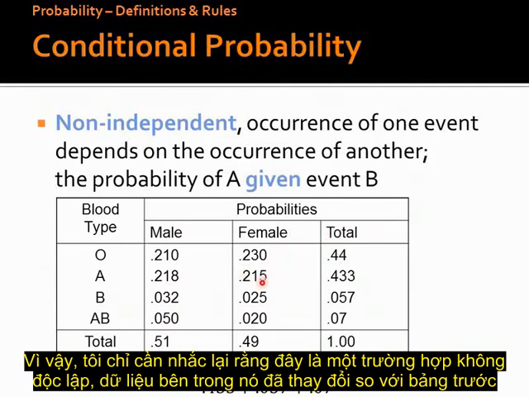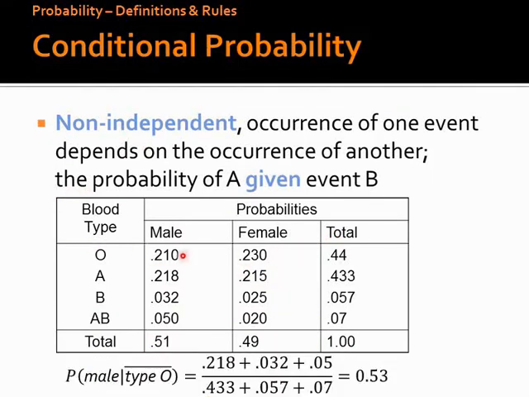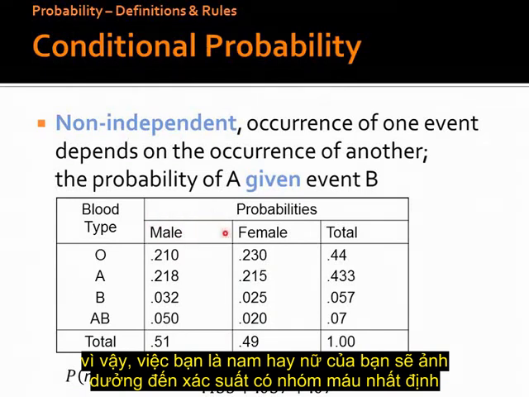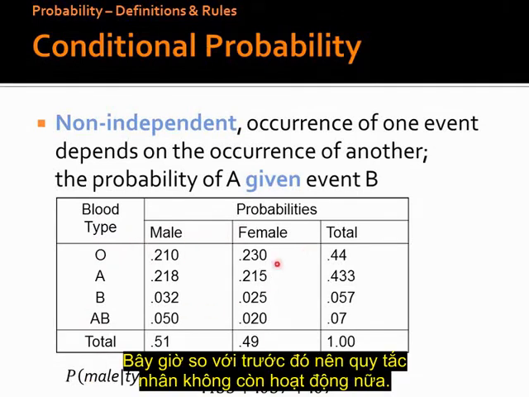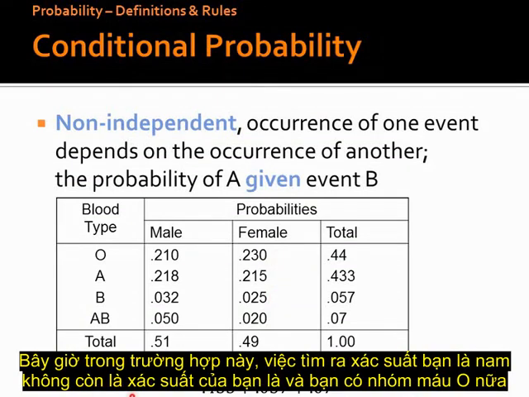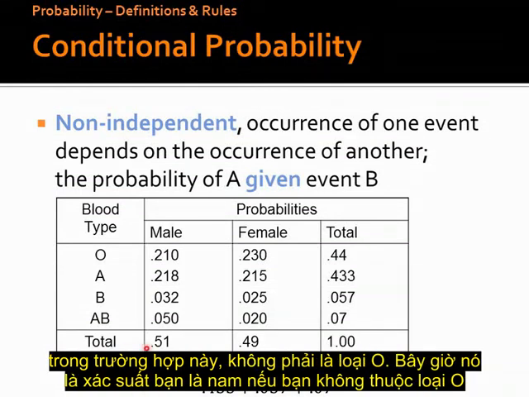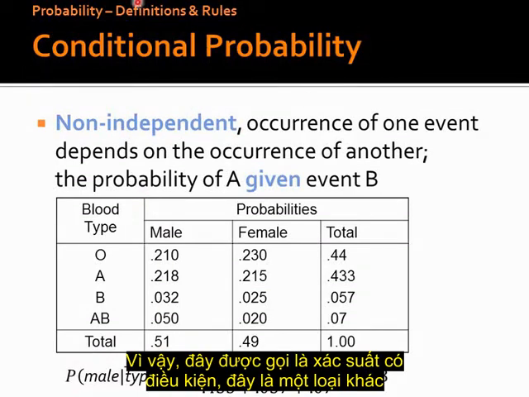The data inside there has changed compared to the previous table, and so whether you're male or female will affect the probability of you having a blood type, right? Now compare it to the previous one. So the multiplication rule no longer works. Now in this case, finding out the probability of you being male, it's no longer the probability of you being male and being type O, in this case not type O. Now it's called the probability of you being male given that you are not type O, right? So this is called conditional probability.